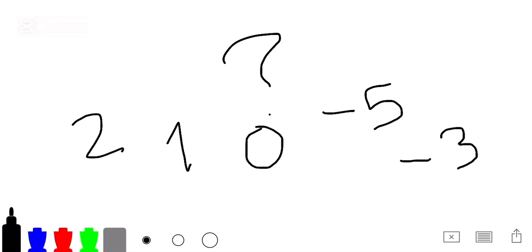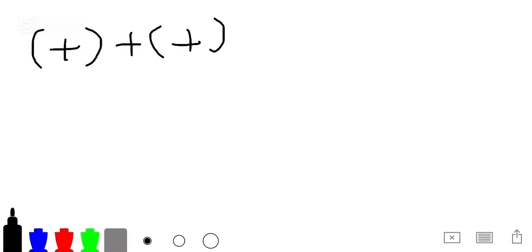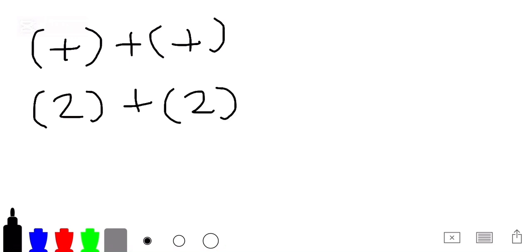Now let's talk about the rules. Something very simple is two positives adding. An example would be +2 plus +2, and we all know that that is +4.